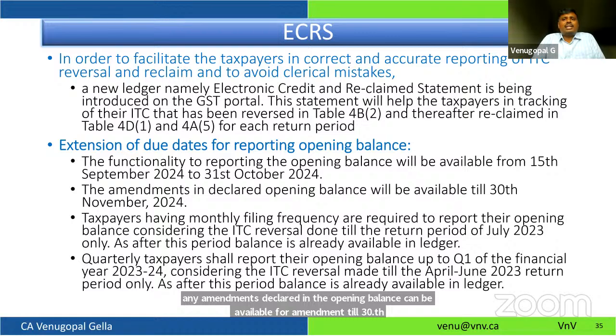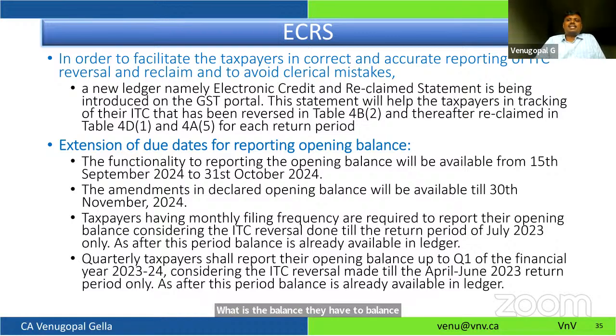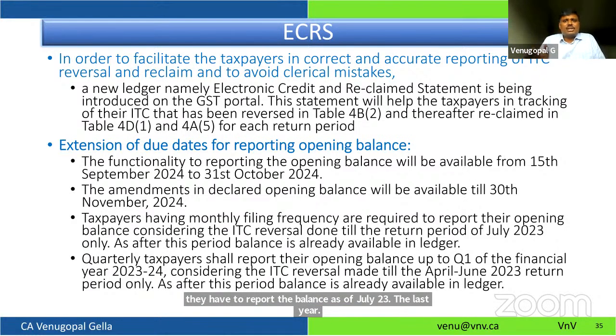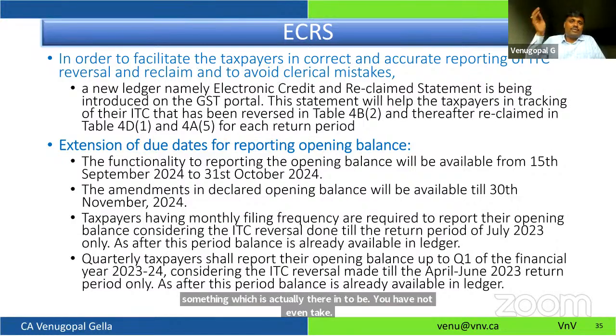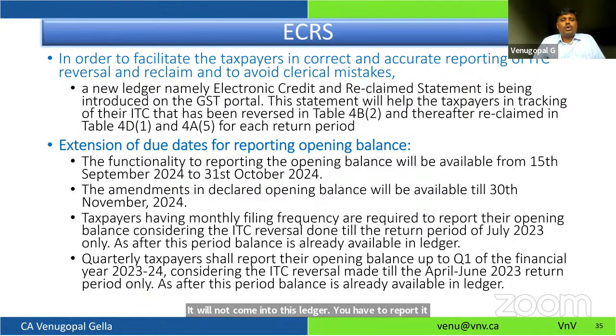They have to report the balance as of July 23 of last year. After this, whatever transactions you are doing now are already there in the electronic credit ledger. Something which is in 2B that you have not taken will not come into this ledger. You have to report it into 4A5 and park it into 4B2. So what they are giving is to amend the opening balance, which is of July 23.